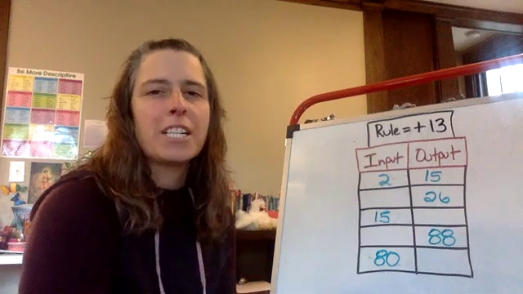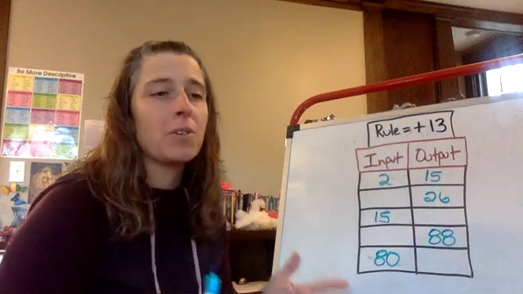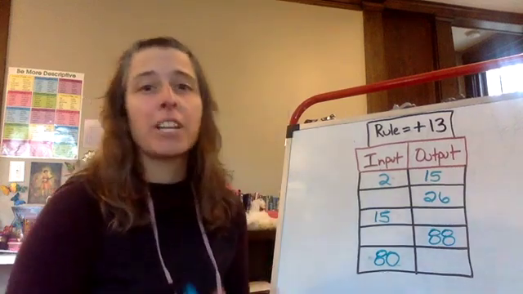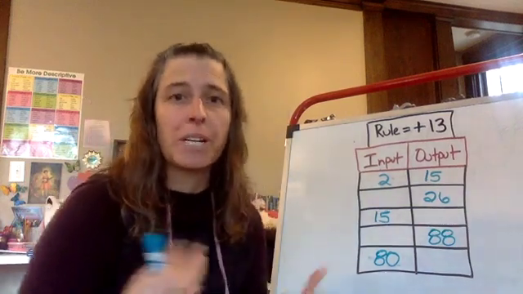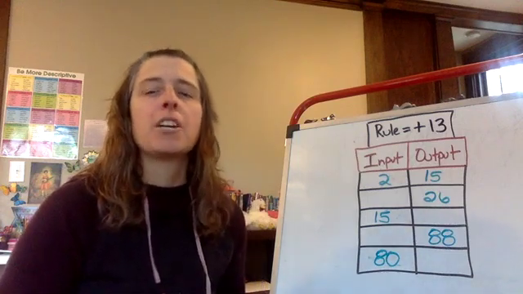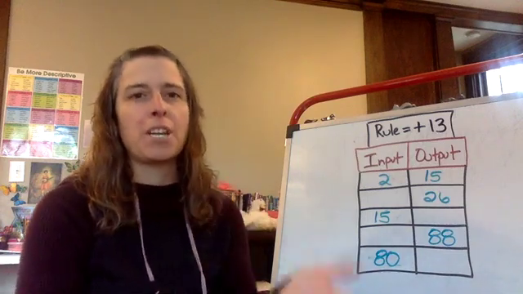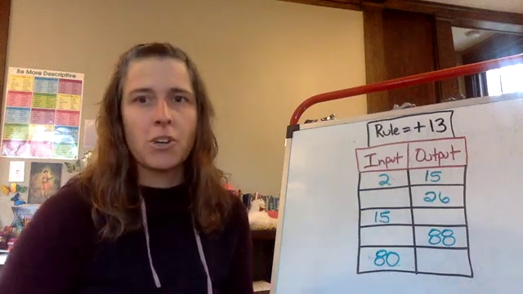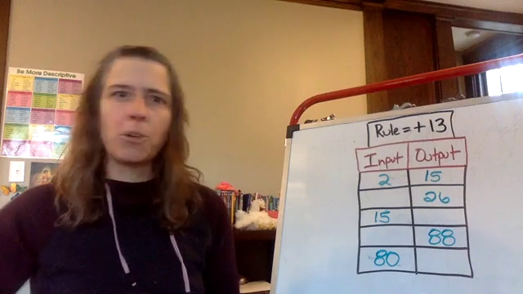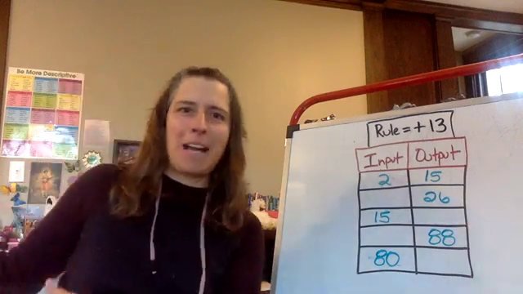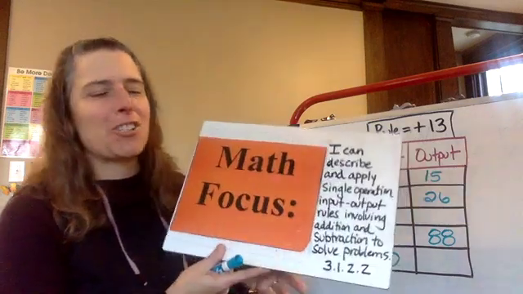Graders, we talked yesterday about following rules with input and output charts. And today we are going to continue to talk about rules, but we're going to get a little bit more complicated. We're going to talk about how we solve a rule if we don't necessarily know the input, but we do know the output. Our focus is kind of working backwards. So you'll see what I'm talking about in just a second.